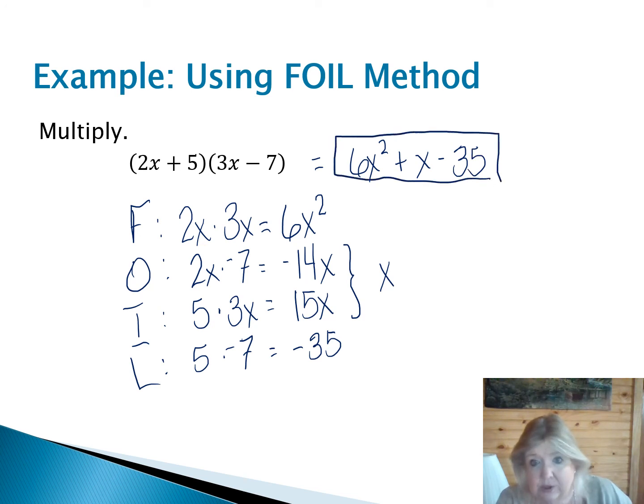Now to answer a really important question. Do I really write this out every time? No. I use the process fully, but I do it in my head, realizing when I'm multiplying the outer and inner that I'm going to combine them together. And what it then looks like is just that I came up with 6x squared plus x minus 35.